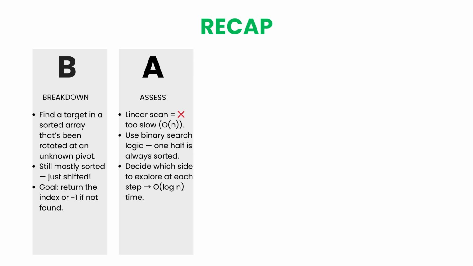Assess recap. At first glance, it's easy to fall back on a linear scan, but that's O(n) time, too slow for big inputs. The key insight is realizing that even after rotation, the array keeps a sorted structure in parts. By identifying which half is sorted during each step, we can adapt binary search to work perfectly here.